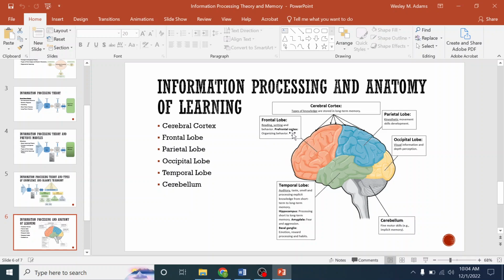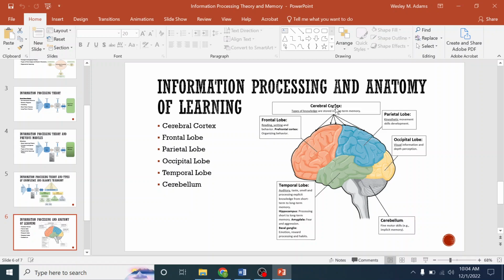The prefrontal cortex is also involved in reading and writing. So those people that have that preferred learning style probably have well-developed regions of the frontal lobe. But the prefrontal cortex is the part that's involved in organizing behavior. So not only do we have a connection to the second half of the semester, but we have a connection here to the first half, especially in week 3 when we talked about multiple intelligence theory and learning styles.